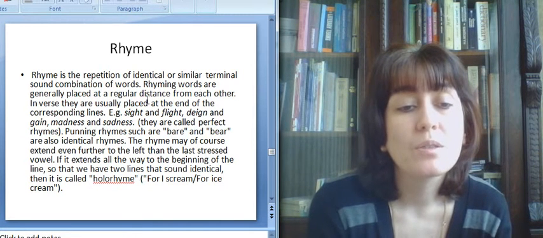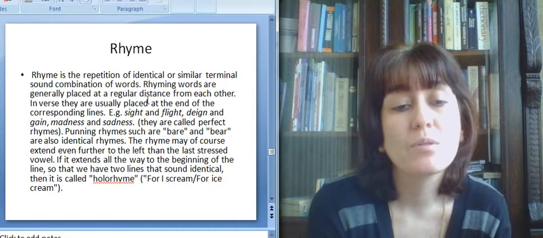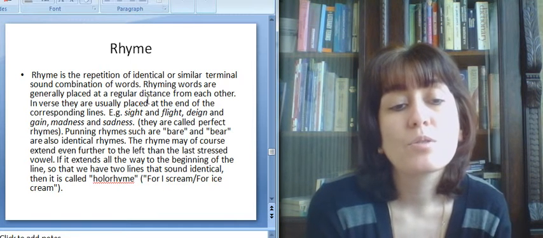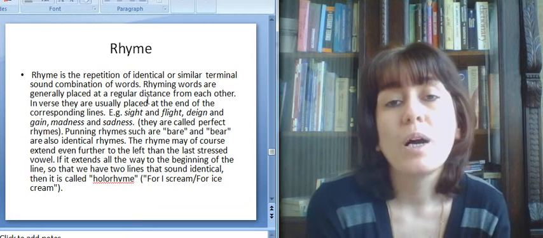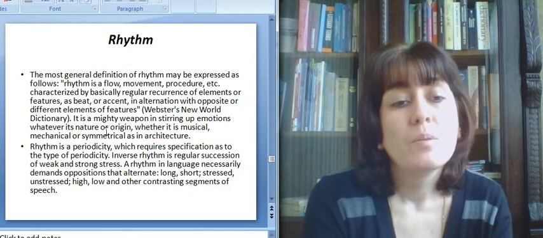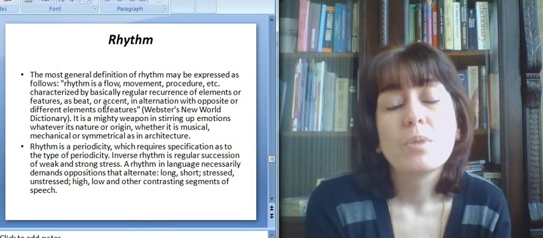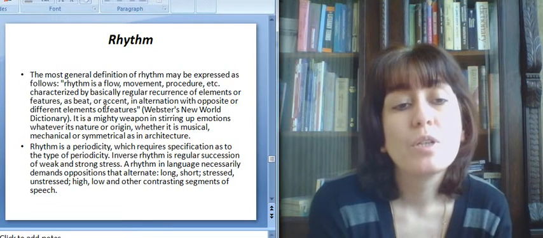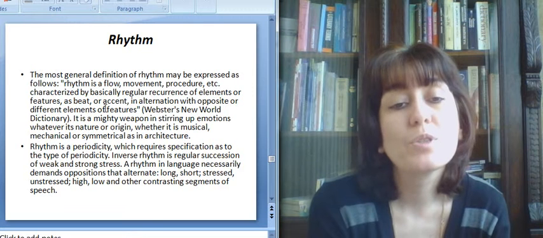The rhyme may of course extend even further to the left than the last stressed vowel. If it extends all the way to the beginning of the line, so that we have two lines that sound identical, then it is called hollow rhyme. For ice cream, for ice cream.